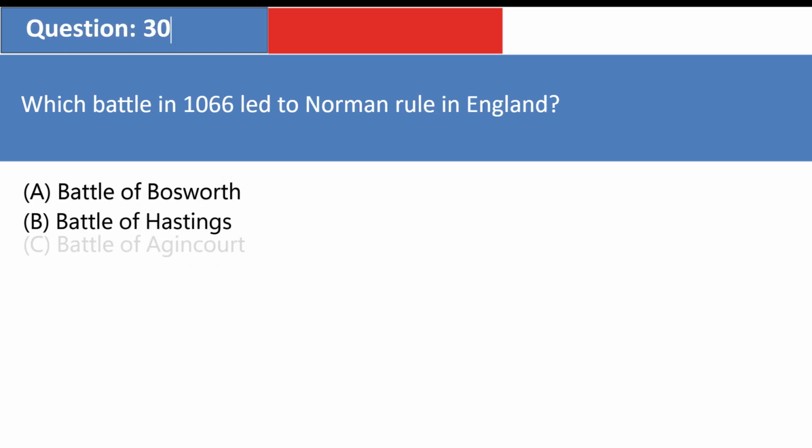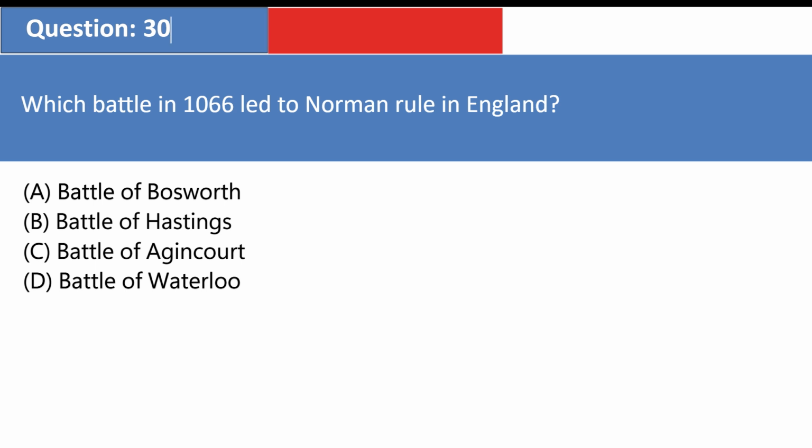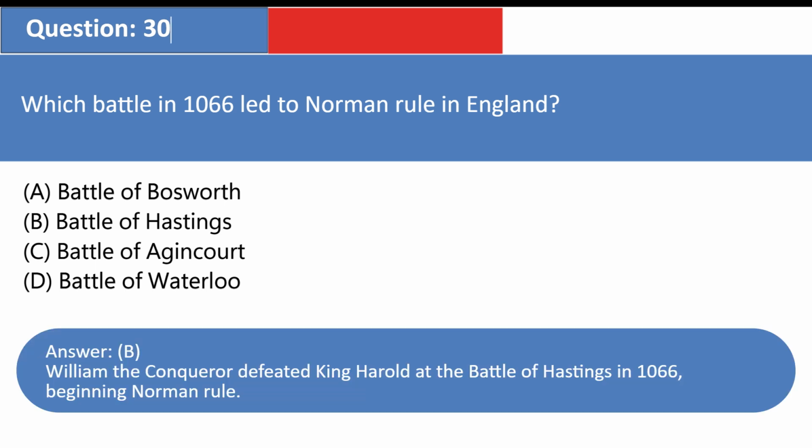Which battle in 1066 led to Norman rule in England? A. Battle of Bosworth. B. Battle of Hastings. C. Battle of Agincourt. D. Battle of Waterloo. Answer: B. William the Conqueror defeated King Harold at the Battle of Hastings in 1066, beginning Norman rule.